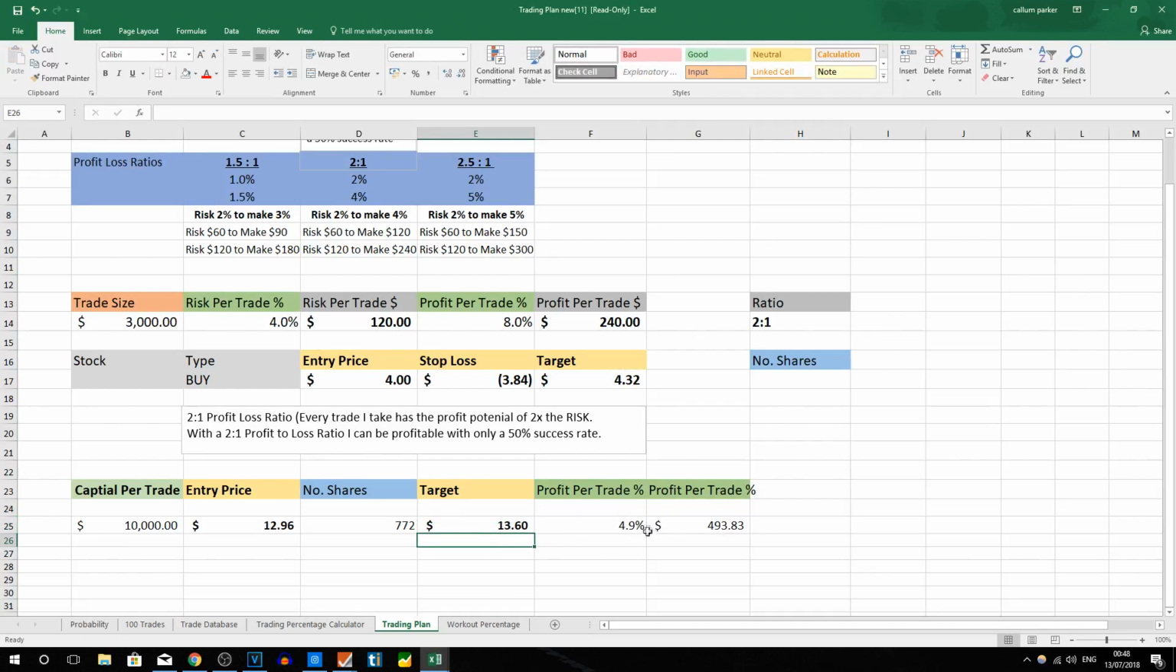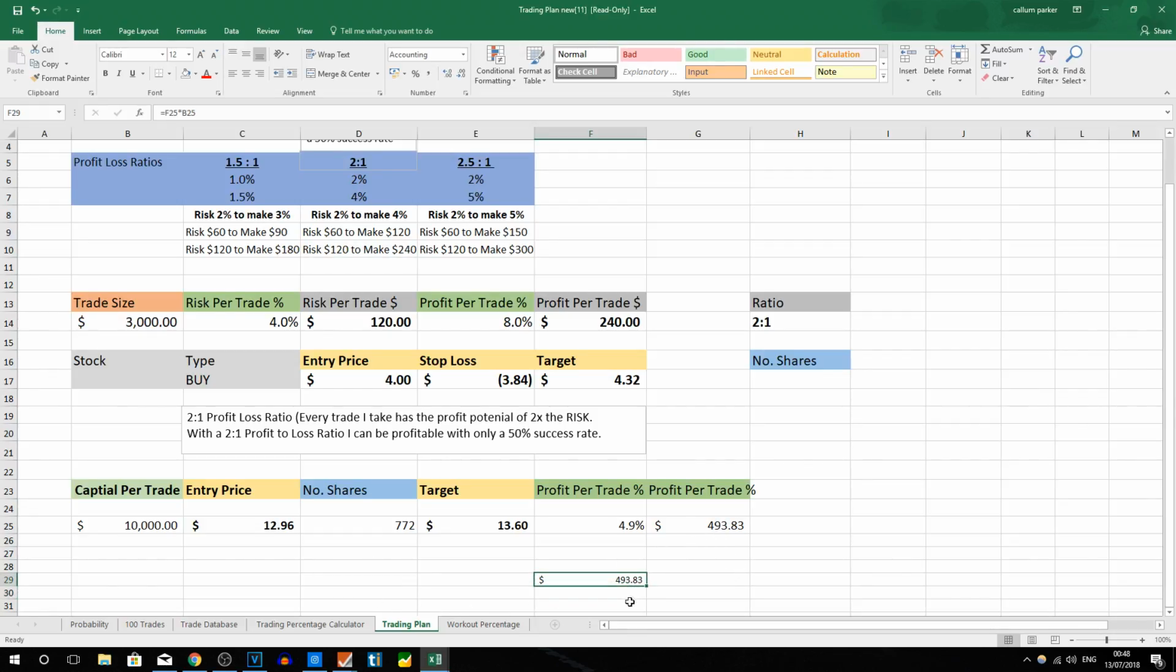13.60, it'll tell me I make 4.9% on that trade, and then the profit will be 493. Or let's do it in here. So you would go equals 4.9% times 10,000, which is obviously the same as that.